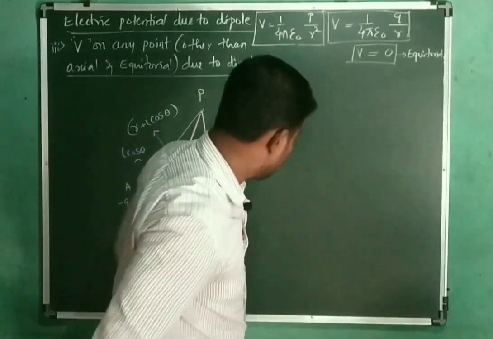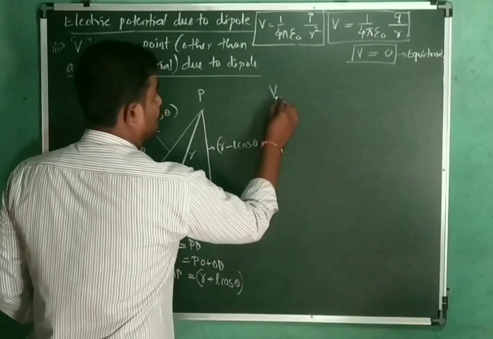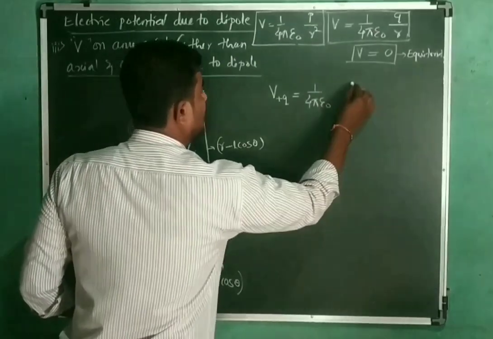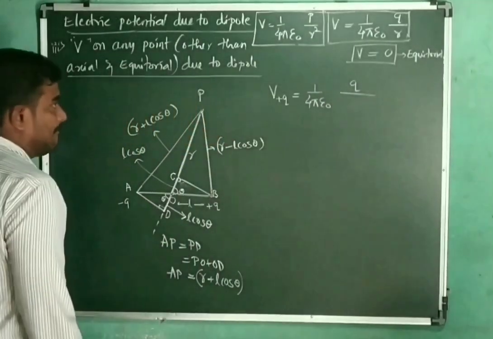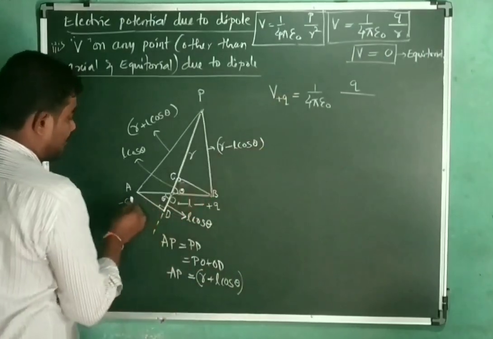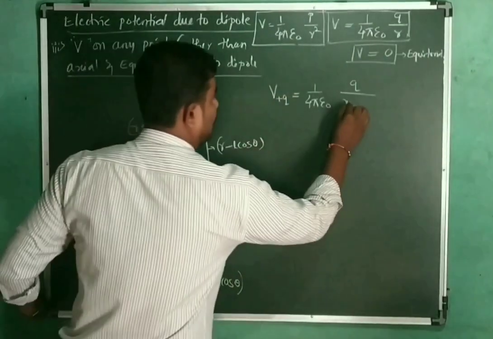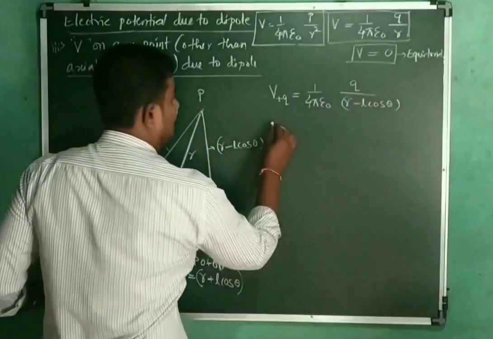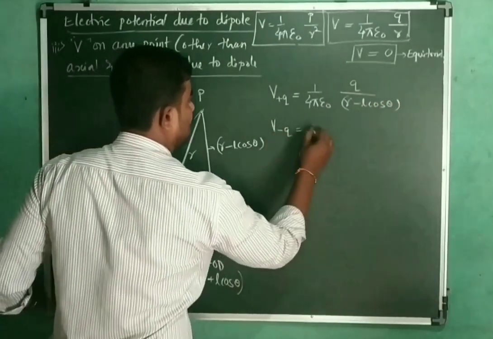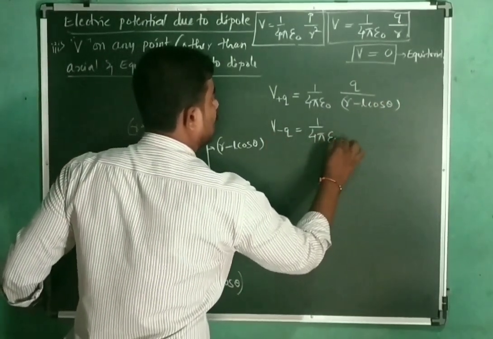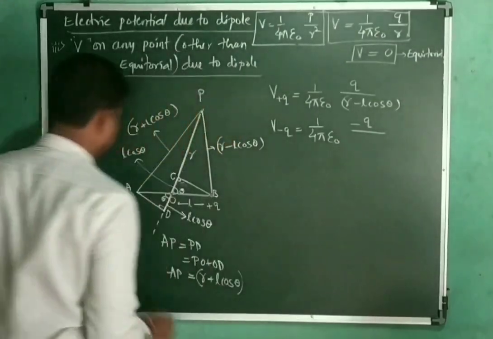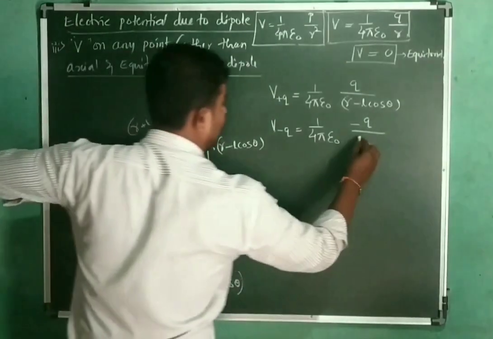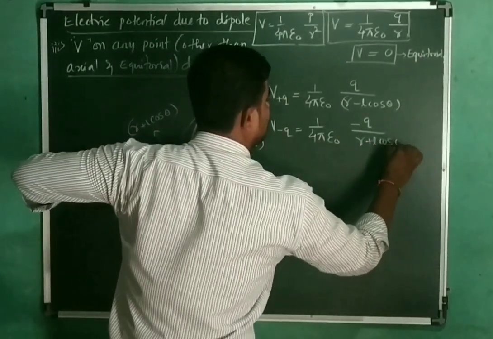Now we shall begin our derivation. Electric potential due to the positive charge is equal to 1 divided by 4 pi epsilon naught, Q divided by R, and in place of R I write R minus L cos theta. Electric potential due to the minus Q charge is equal to 1 divided by 4 pi epsilon naught, minus Q divided by the distance between minus Q and point P, which is R plus L cos theta.